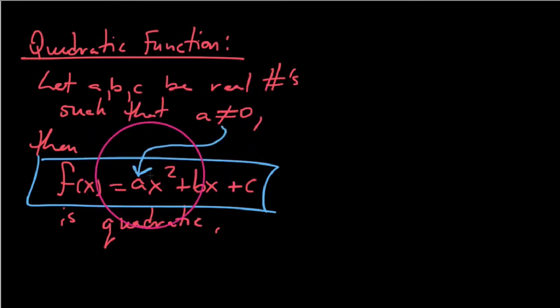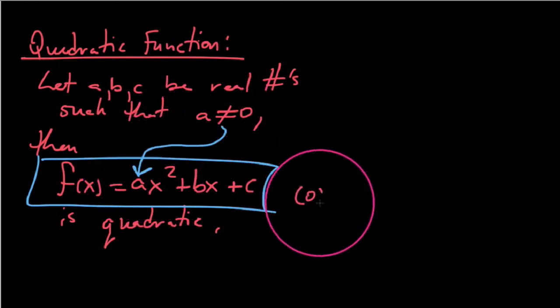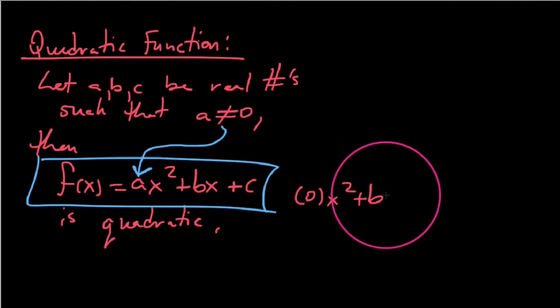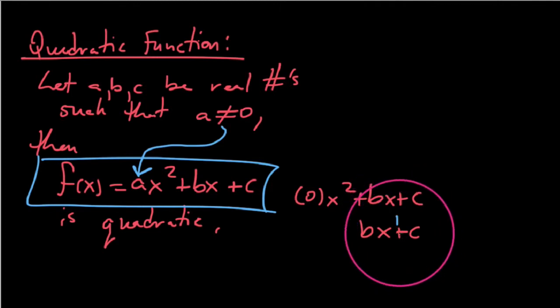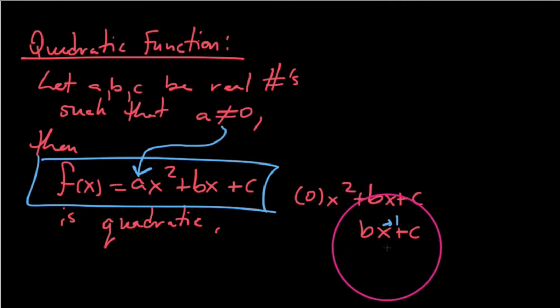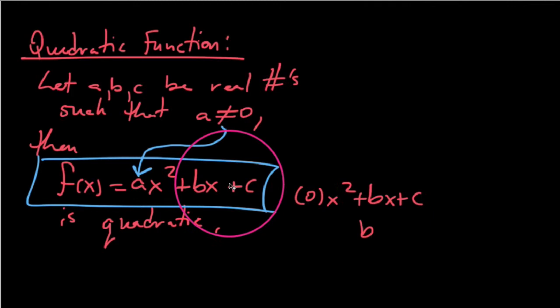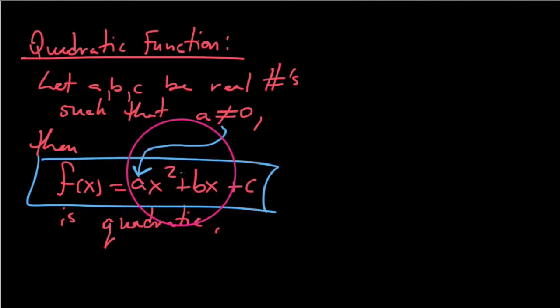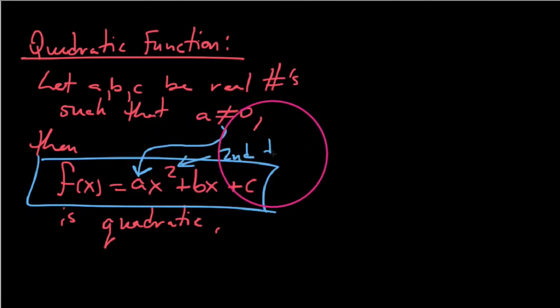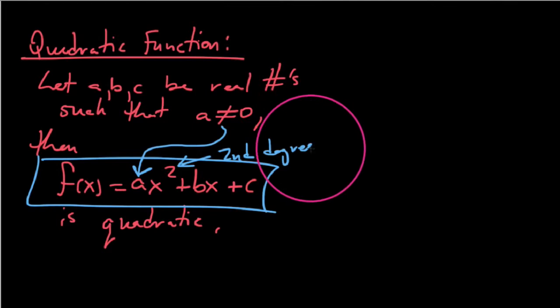The only reason I mention that here is because if a were allowed to be 0, if I put 0 in here, I would get 0x squared plus bx plus c. I would just get bx plus c, which we know is just a line. It's linear, it's first degree. So we want something that's quadratic. Quadratics are things that can be written in this form, but the dead giveaway is that the highest power on a variable exponent is a 2. So it's second degree, and second degree things are referred to as quadratic things.